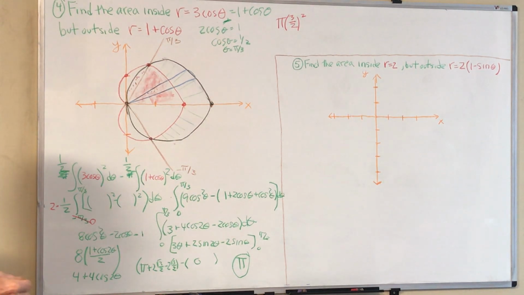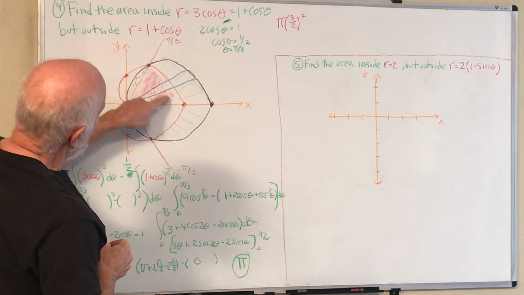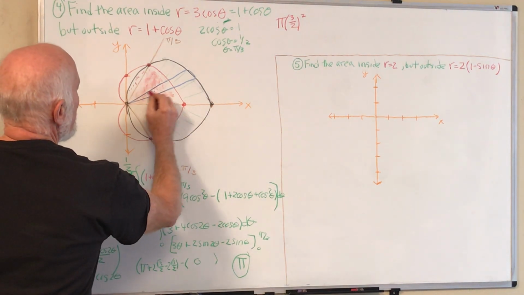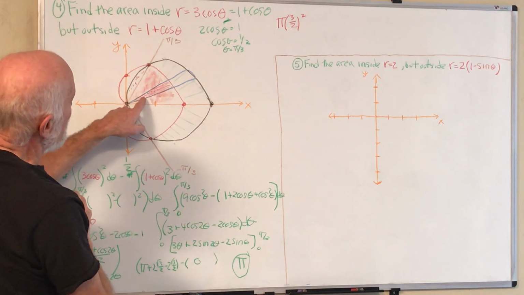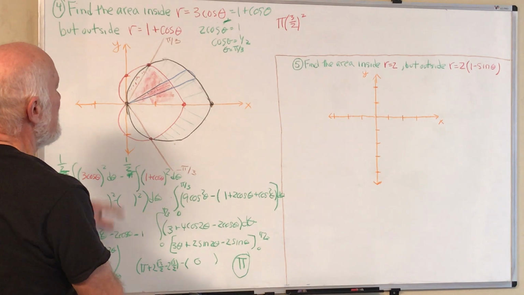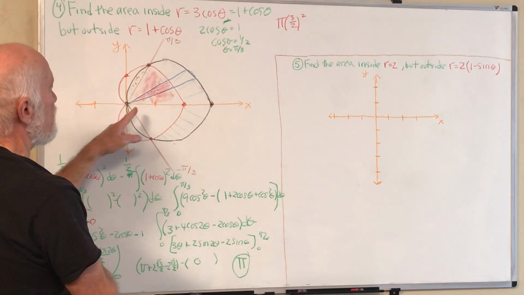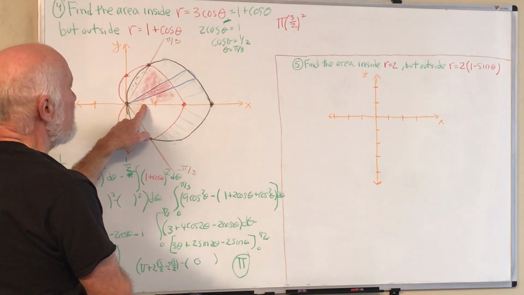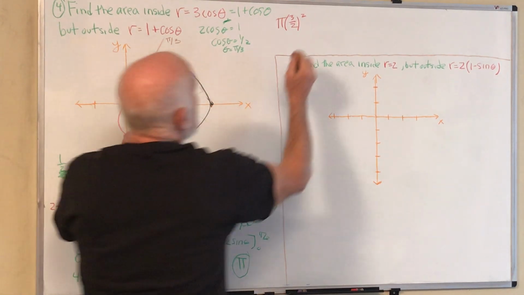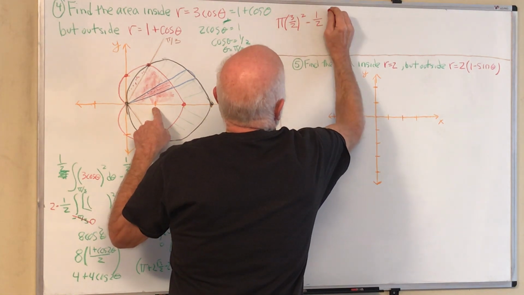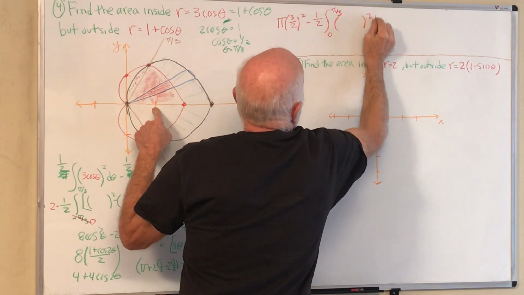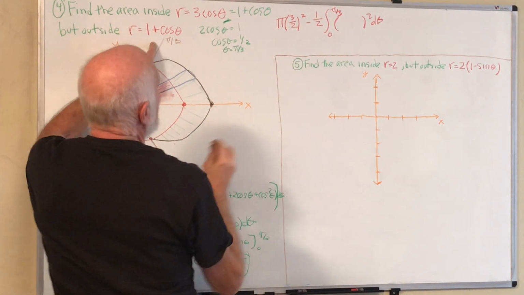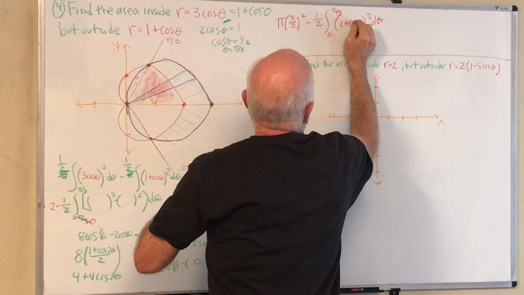Now you can see the importance of having a good graph. So when we're doing this first area that I put in here, we're really talking about this pie right in here, which only goes to the cardioid. And I'm going to go from 0 to pi over 3 for those slices of pie. So I have to subtract those out of the circle. So minus 1/2 from 0 to pi over 3 of r squared d theta. In this case, it's the cardioid, so it's 1 plus the cosine of theta.